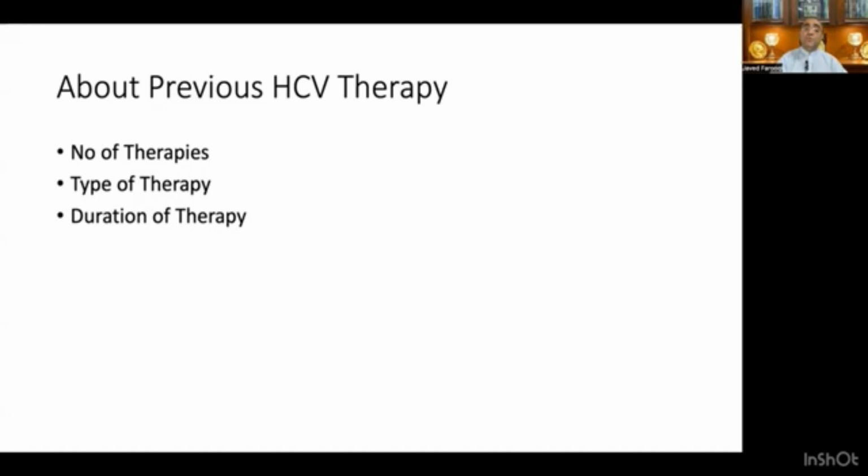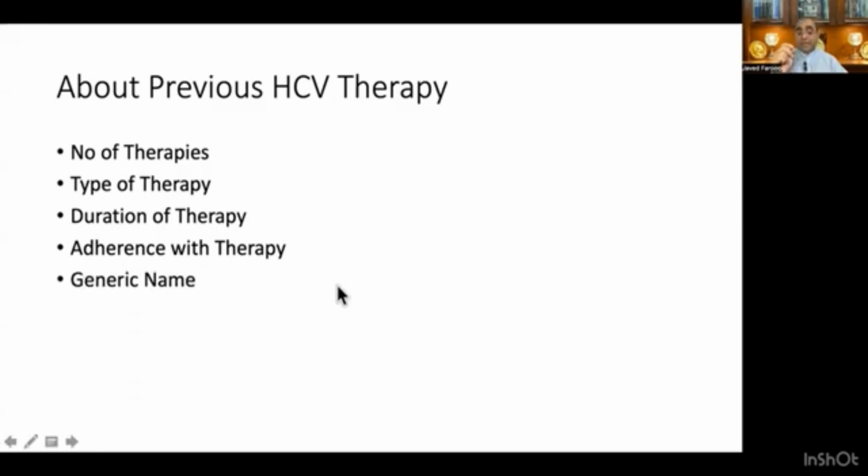So you should take clear information on how many times the therapy has been advised and taken, what type of therapy they have taken, what the duration of therapy was, and whether they were adhering to the therapy, whether they were taking it regularly or not. This is very, very important. And what is the generic name of the drug?